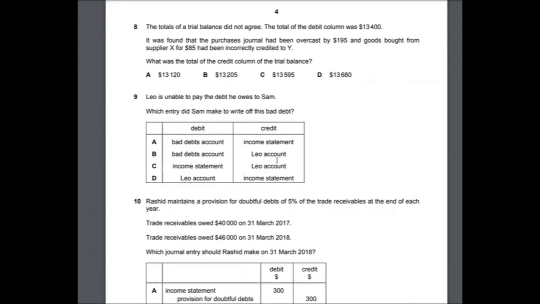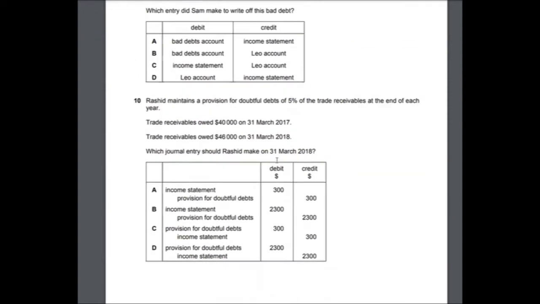So the correct answer to multiple choice 9 in this case would be option B, debit bad debt account. That's an expense. Then credit Leo's account, because that's your account receivable. If account receivable is going down, you credit that. So the correct answer to multiple choice 9 is going to be option B.